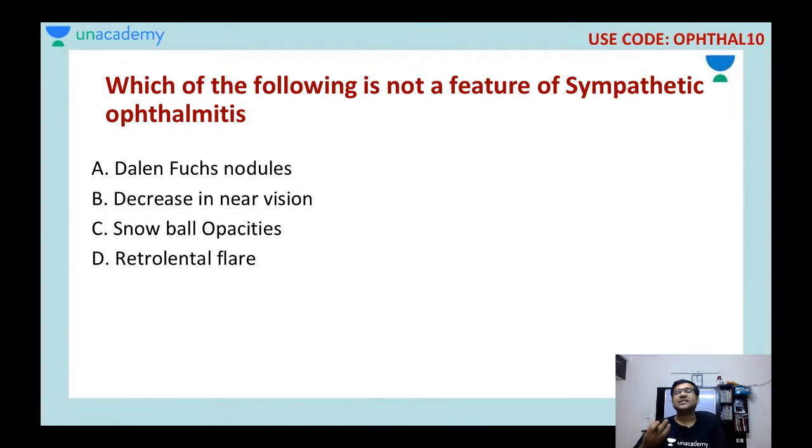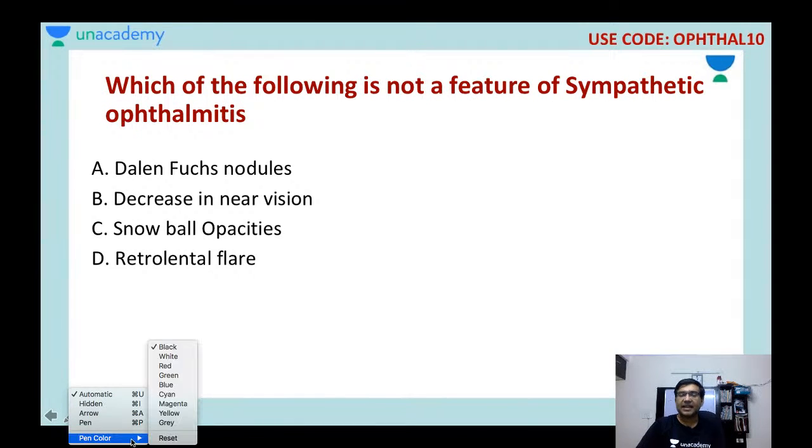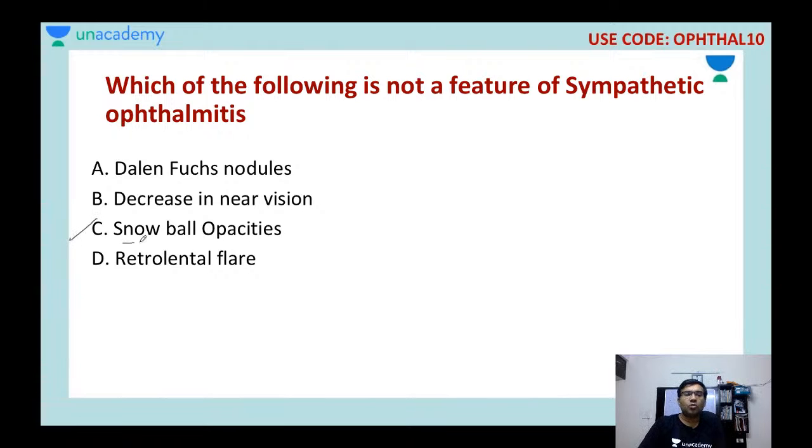In the choroid, you can see some yellowish nodules which are called Dahlen-Fuchs nodules. These patients would have decreased ciliary body function in the other eye, so the patient would have decreased near vision, and there may be cells and flare beneath or below the lens, which is called retrolental flare. So these are all signs of sympathetic ophthalmitis. Remember, as I told you when I started the session, snowball opacities are not a sign of sympathetic ophthalmitis. Snowball opacities are a sign of intermediate uveitis.